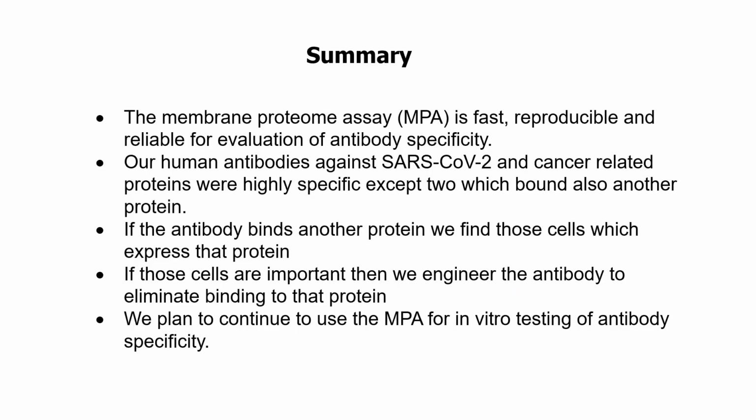So in summary, we found that the membrane protein assay is very fast, reproducible, and reliable for evaluation of our antibody specificity. And those antibodies against SARS-CoV-2 and cancer-related proteins were highly specific, except 2 antibodies which bound to another protein. But this is really very important for us, because if the antibody binds to another protein, then we can find those cells which express that protein and see how important this is. And if those cells are important, then we can engineer the antibody to eliminate binding to that protein, or we can select different antibodies to the same target.